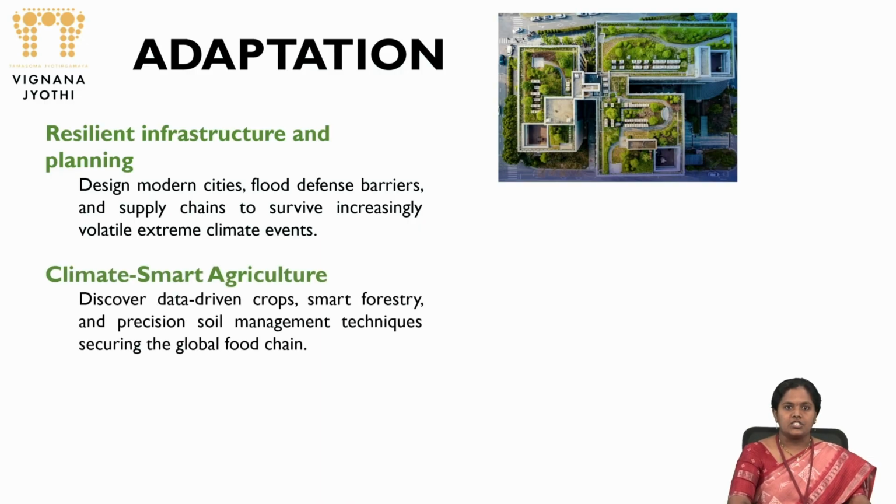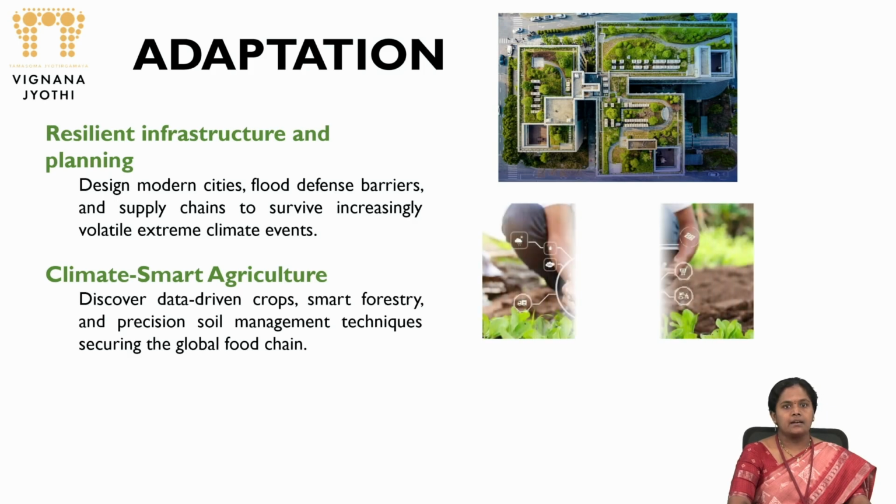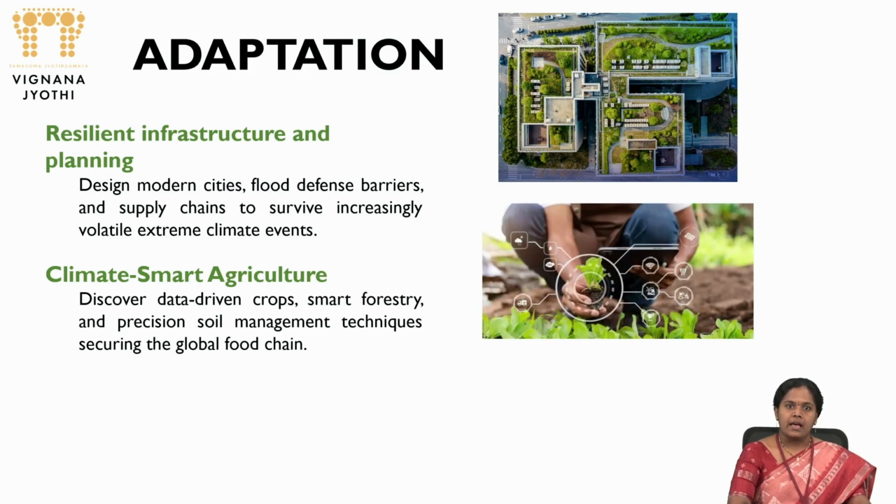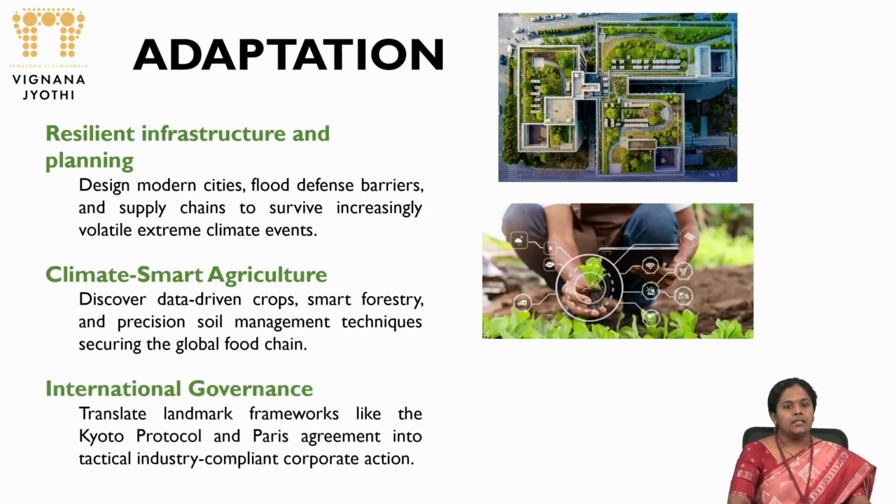Climate smart agriculture. The climate smart agriculture includes using data driven farming, drones, and crop genetics to maximize yields while preserving soil health and reducing water consumption. The third initiative can be the international governance, policy and frameworks.